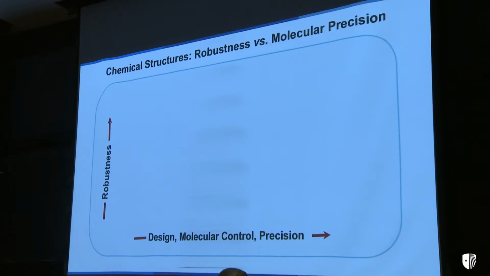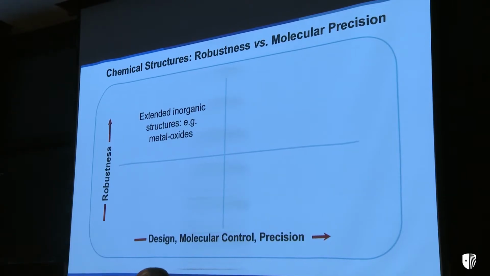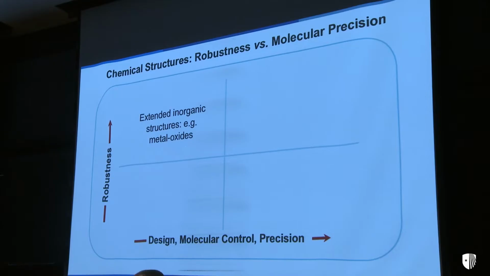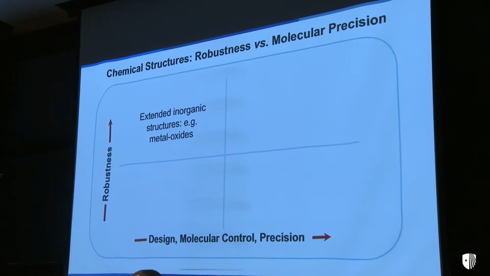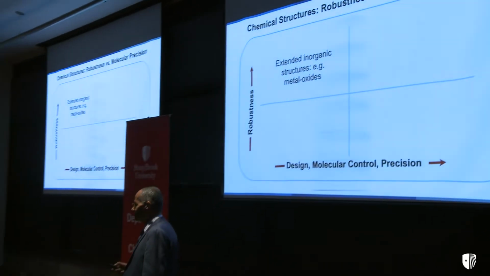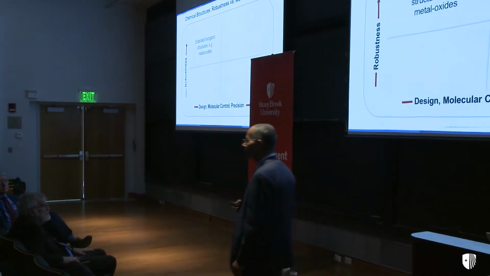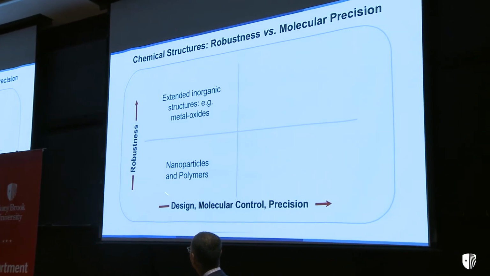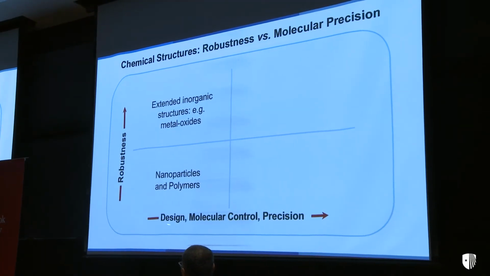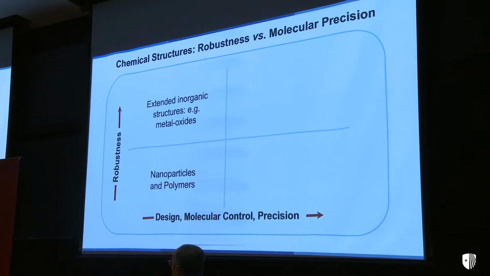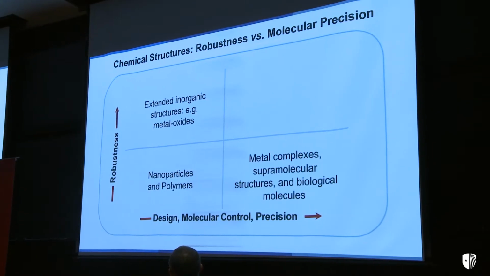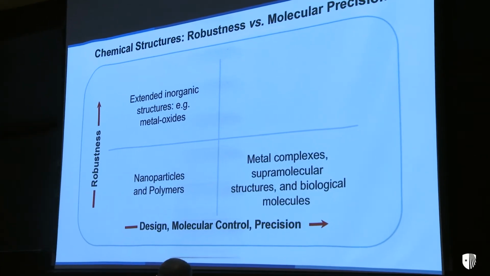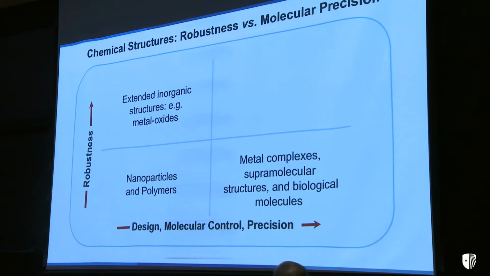Okay? So extended inorganic structures like metal oxides, traditional solid-state materials, they're very robust but not highly designable. And forgive me if this is not as accurate as it should be or as rigorous, but in general, it's really true. Nanoparticles and polymers are not so robust, and actually not so designable. We can't control their chemistry so well, especially structures of polymers. If you change the side chain of a polymer, you change the structure, and sometimes in an unpredictable way.